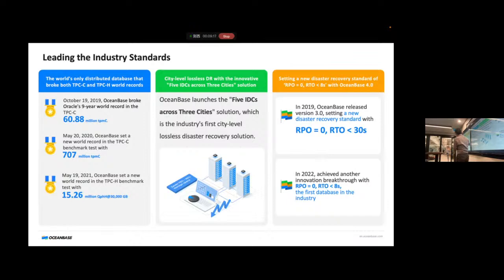Another thing that is unique about that 5 data center and 3 cities concept is that our return to operation is really fast. In version 3, we could already do it within 30 seconds. If one of the nodes fails, it cuts over in under 30 seconds. And with version 4, we can do it in 8 seconds now. So it's pretty fast.